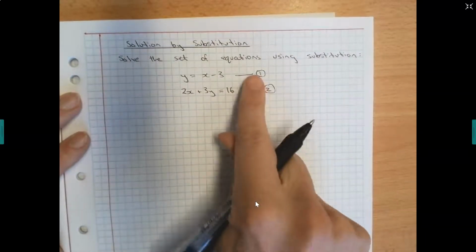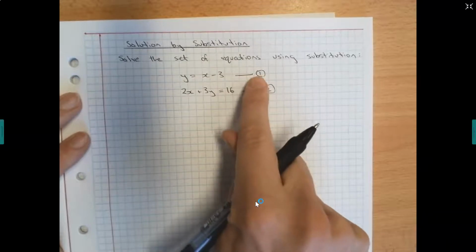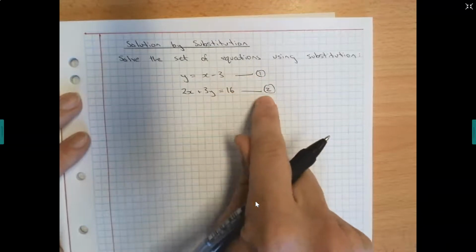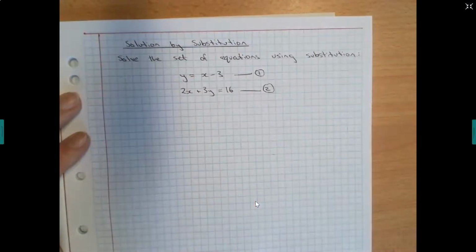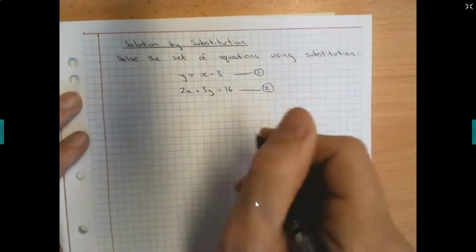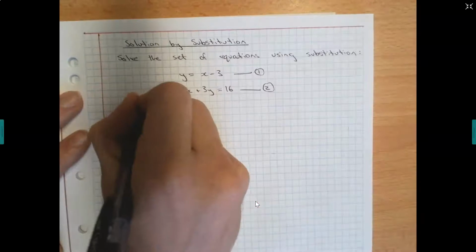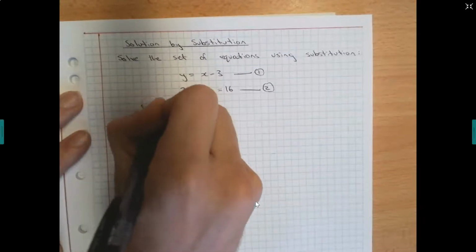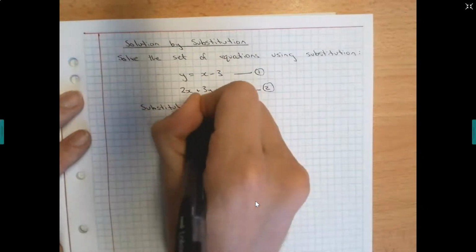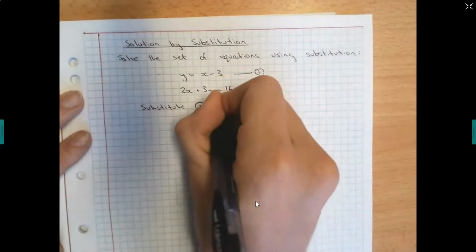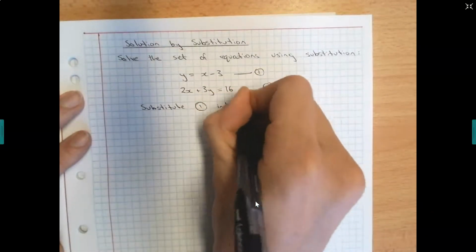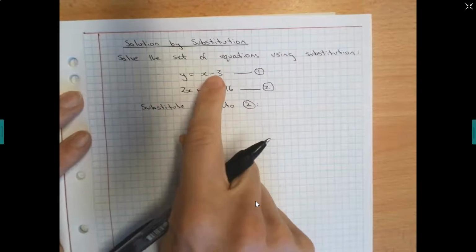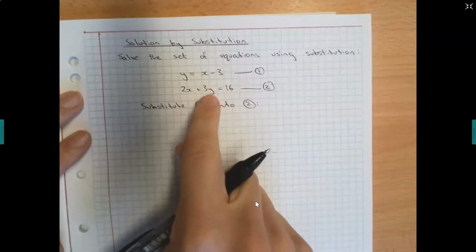So you can see I've labeled my two equations. This is equation 1, and I've called this equation 2. It's very important to label them so then you can communicate your work clearly. So I'm going to start off by substituting my equation 1 into 2. So I'm going to substitute this bit here into this equation.